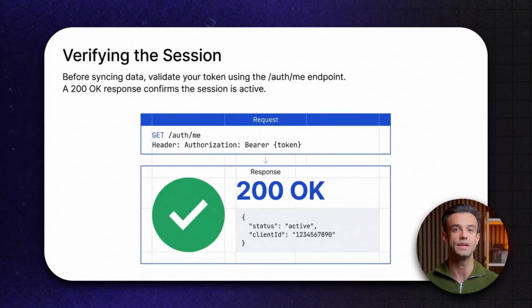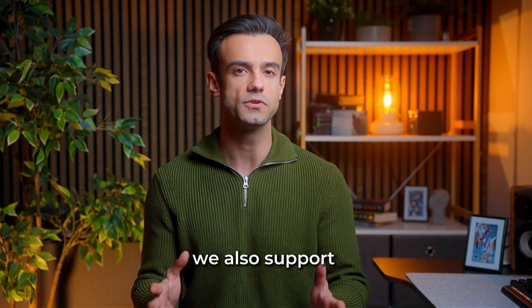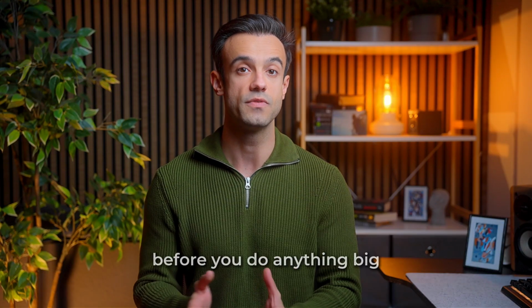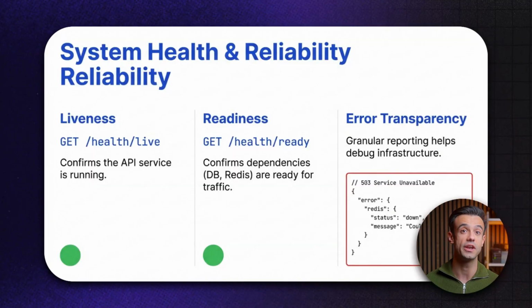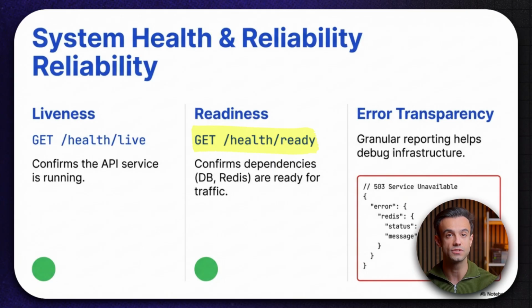Your base URL is api.easychannel.com. Include your token in the header: Authorization, Bearer, token. If you're building in a staging environment, we also support a localhost server on port 3000. Before you do anything big, confirm connectivity using GET /health/live to check uptime, and GET /health/ready to confirm the API is ready to handle traffic.